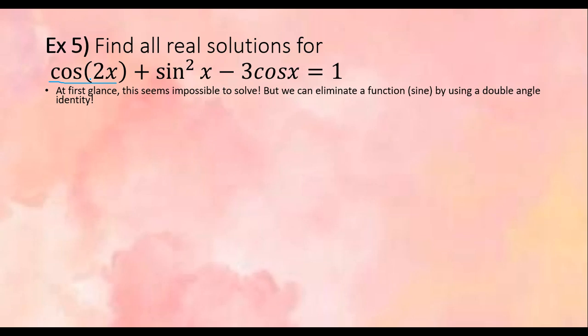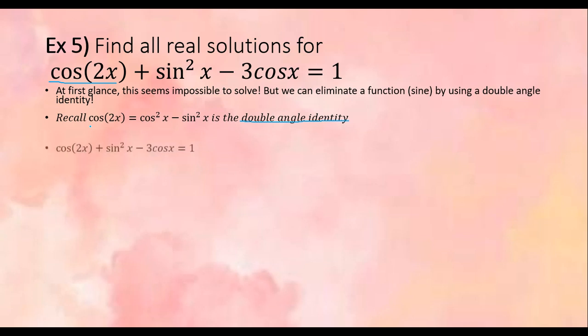So we're going to eliminate a function by using a double angle identity. In case you forgot or your paper's not in front of you, remember that cosine of 2x is equal to cosine squared x minus sine squared x. That is the double angle identity. So we're going to substitute that where we see cosine of 2x. Here's our original equation, and we substitute in our double angle identity: cosine squared x minus sine squared x plus sine squared x minus 3 cosine of x.